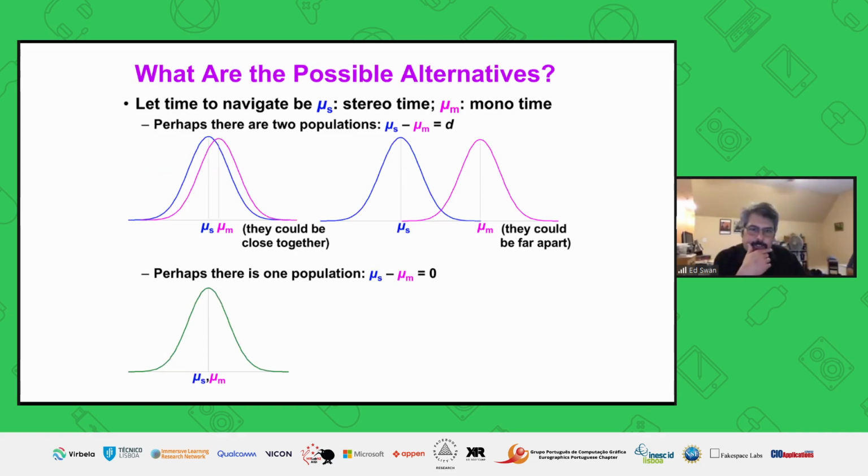So what are the possible alternatives when we run an experiment? Let the mean time to navigate be mu. So mu s would be the time in stereo, mu m would be the time in mono. There are two possible alternatives. Perhaps there are two populations, and then mu s and mu m could be close together, or they could be far apart. Clearly, if these two numbers are far apart, it's going to be easier to detect that they are separated than if they're close together. Nevertheless, in an experiment, there are two possibilities. Possibility one is that there are two populations. Possibility two is that there is only one population.